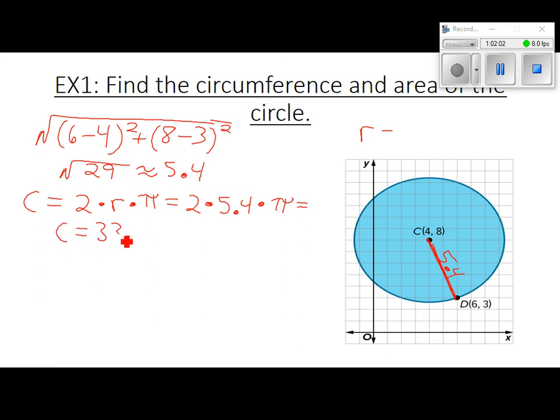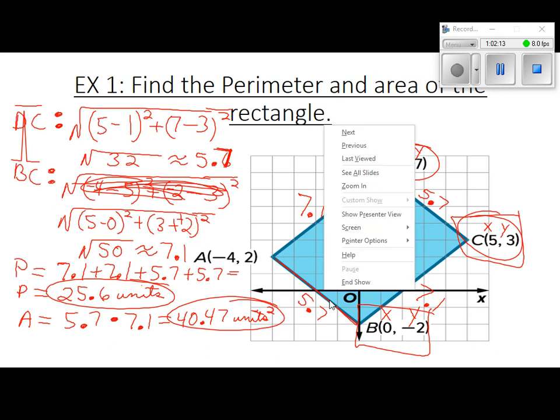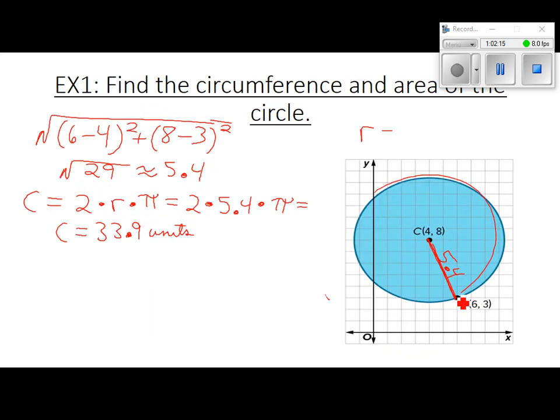33.9. Yeah. What's our units if it's circumference? Is it squared? We're just trying to find the distance around it. Is that squared? No, it's just regular units. For area, it's square, right? Yes. How do we find the area of this?